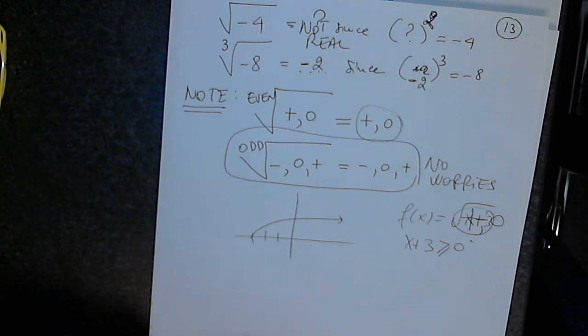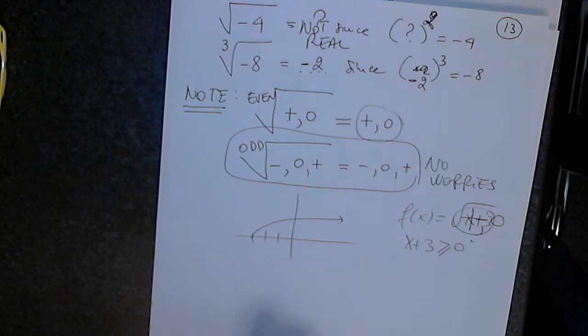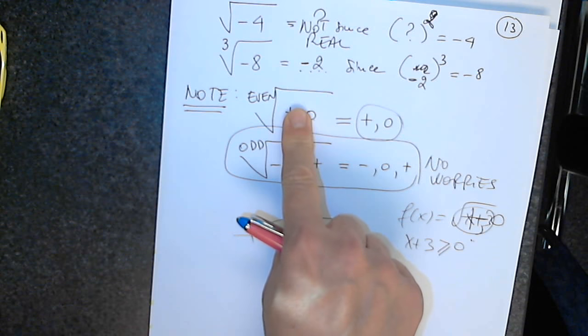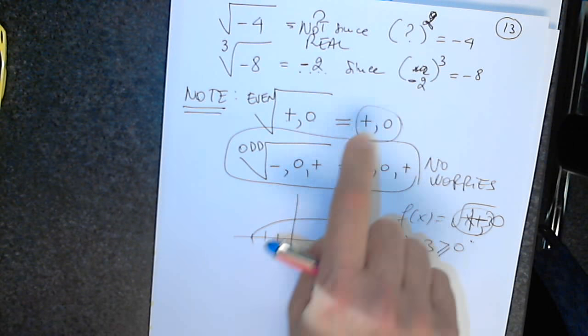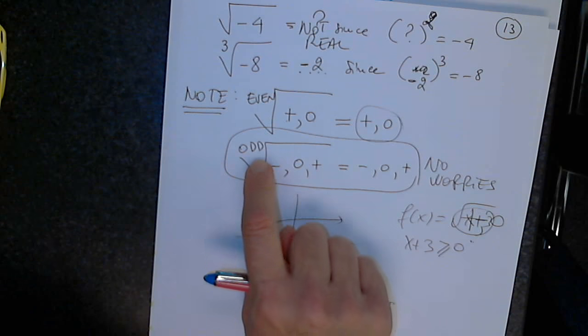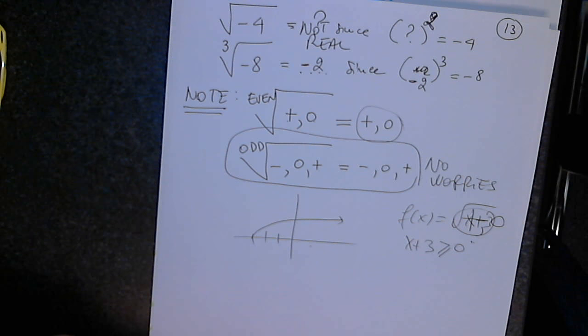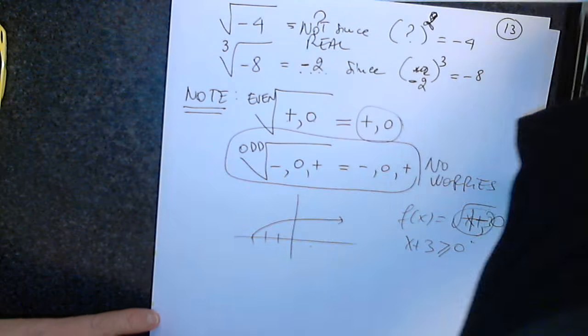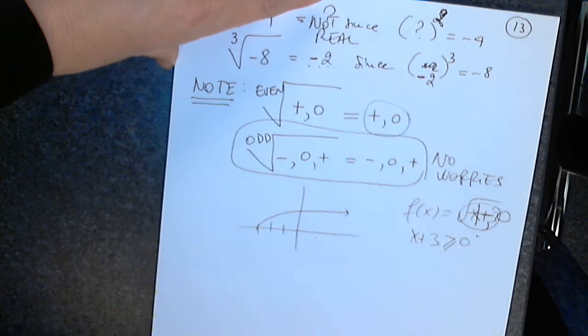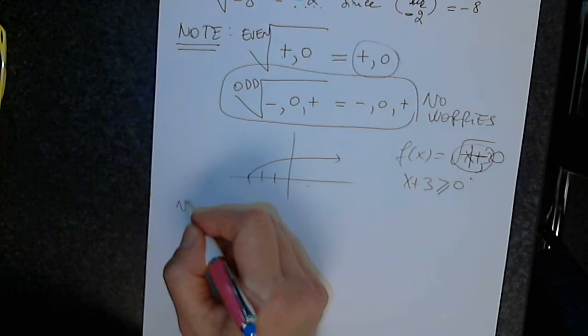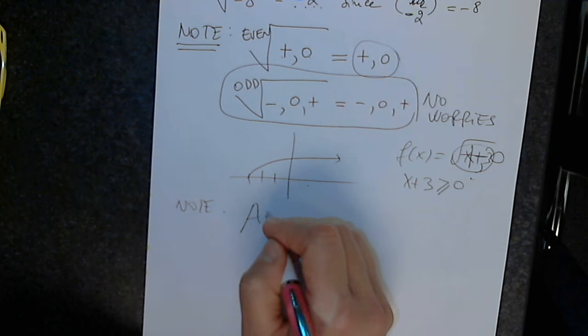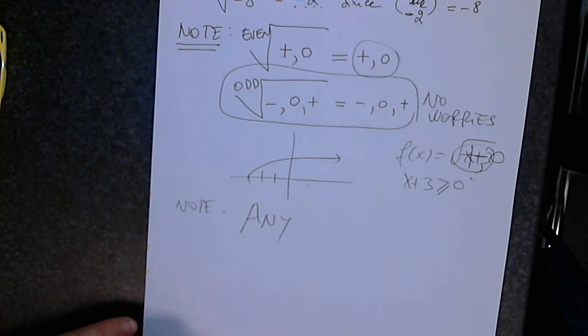So this is a tricky situation. Even index, two worries. Positive or 0 under, positive or 0 as the answer. Odd index, no worries. Anything goes. Is this clear? Okay, moving on. The next very important note. This is crucial here to understand this part.